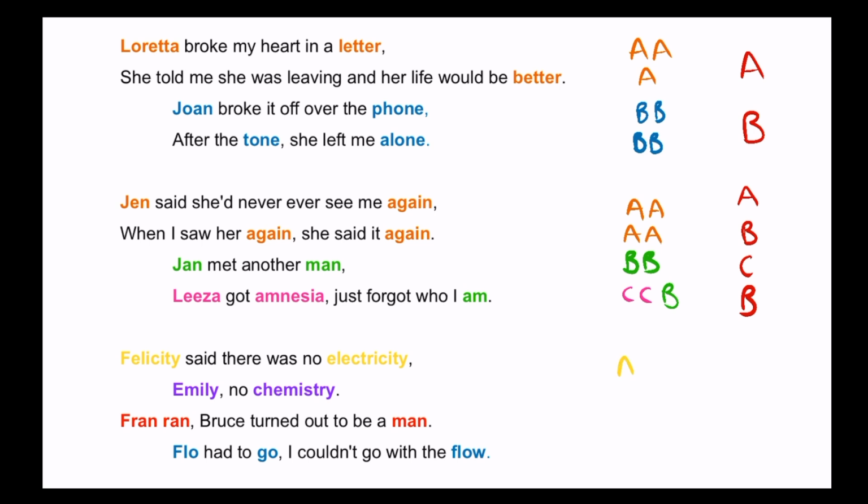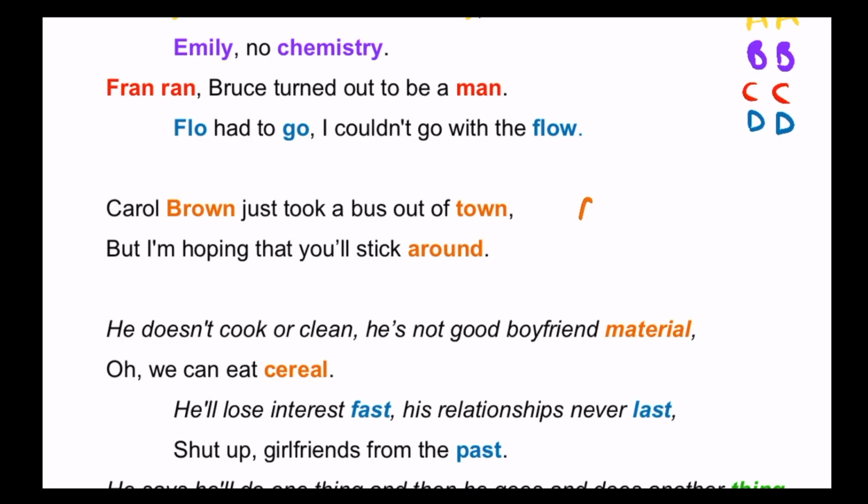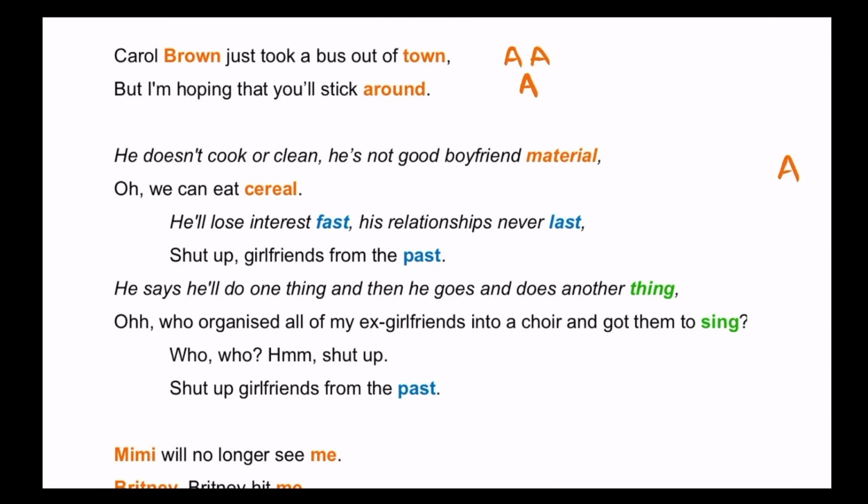Then we get an A, B, C, D pattern with Felicity, electricity as our A, Emily, chemistry, B, Fran, ran, man as C, flow, go, flow, D. Our refrain is AAA, we've got brown, town and around. And then our B section, we get an A pattern first, material, cereal, followed by a B with fast, last, past. And that's the female chorus there.